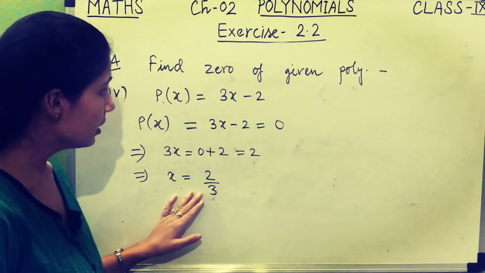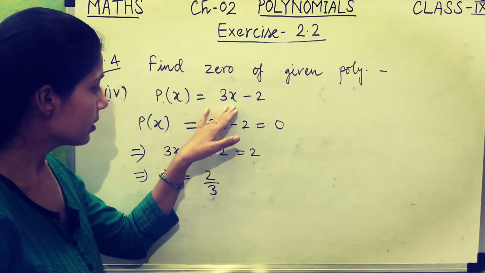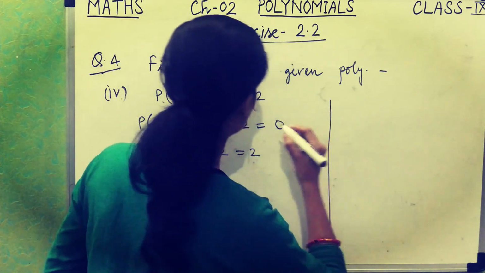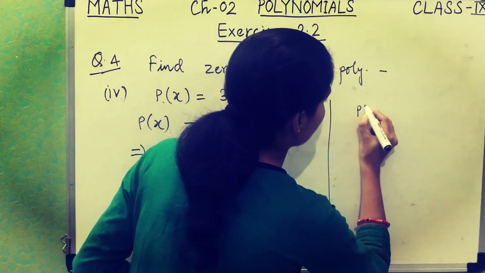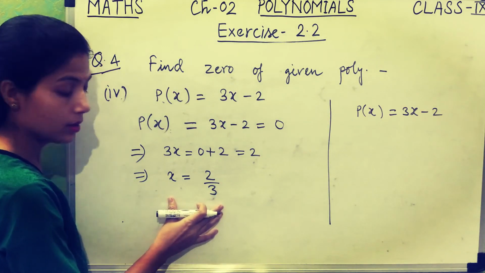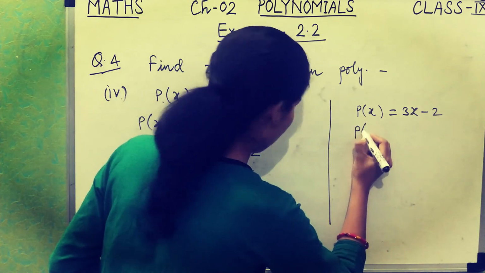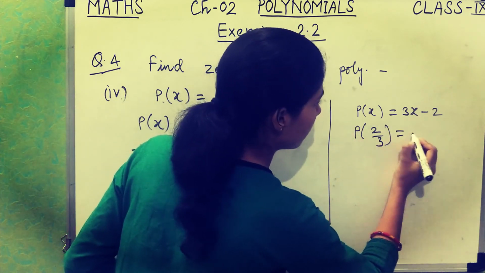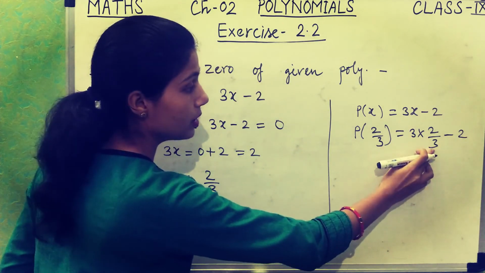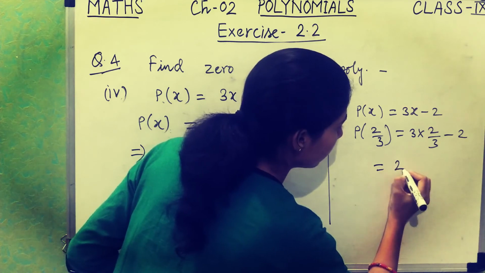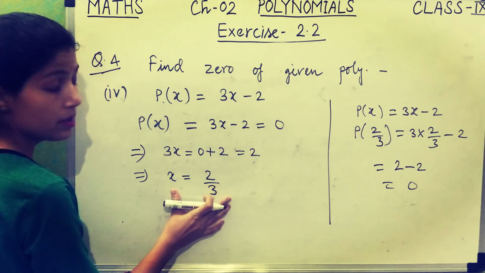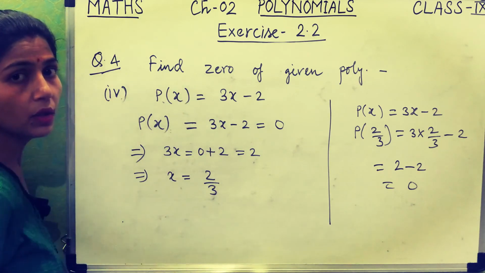You can verify it by putting 2 upon 3 in place of x here. p(x) is 3x - 2. Now you have to check this. So p at 2 upon 3: 3 into 2 upon 3 minus 2. The 3 will cancel with this 3, so it is left with only 2 - 2, that is 0. So at this value you are getting 0. It means surely it is a zero of this given polynomial.